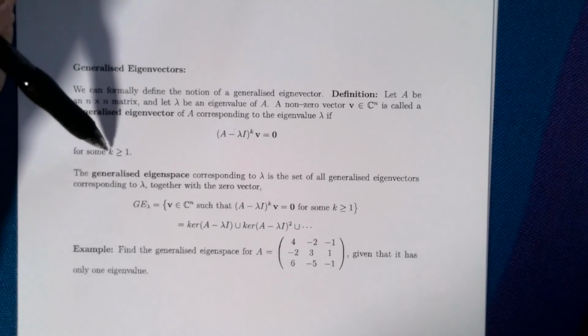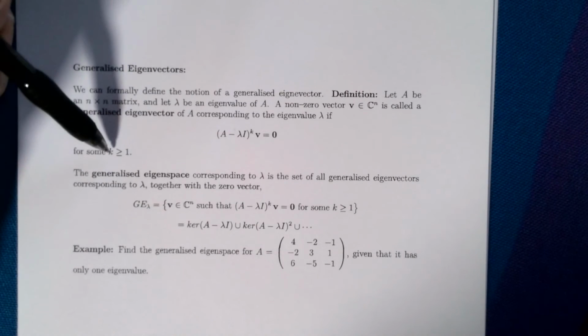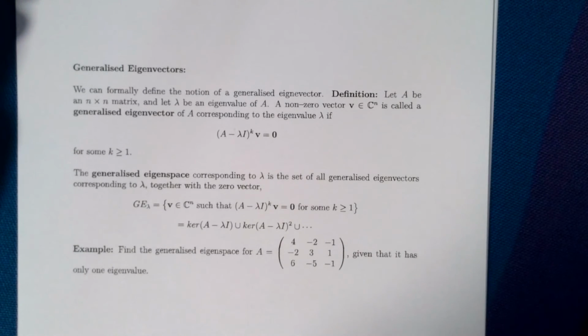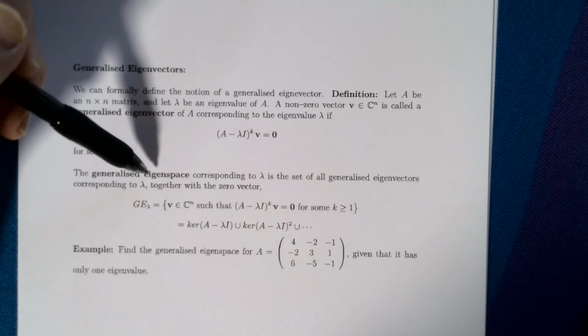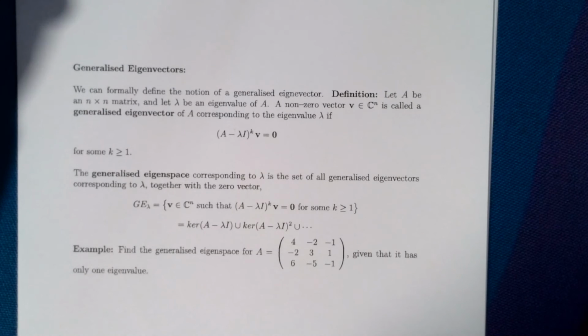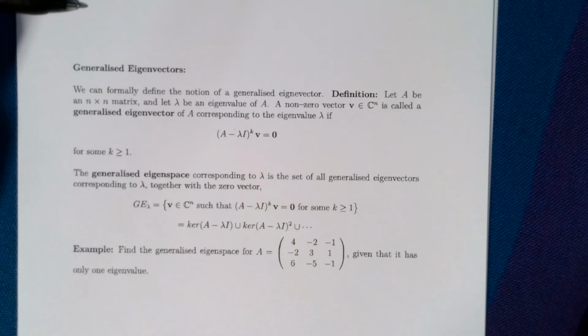If k is 1, then v is an eigenvector. If k is bigger than 1, it's a generalized eigenvector. So in some sense, eigenvectors are generalized eigenvectors, corresponding to k equals 1. The generalized eigenspace corresponding to lambda is the set of all the generalized eigenvectors corresponding to lambda. Well, to be a space, it's got to have a 0, so together with the 0 vector.